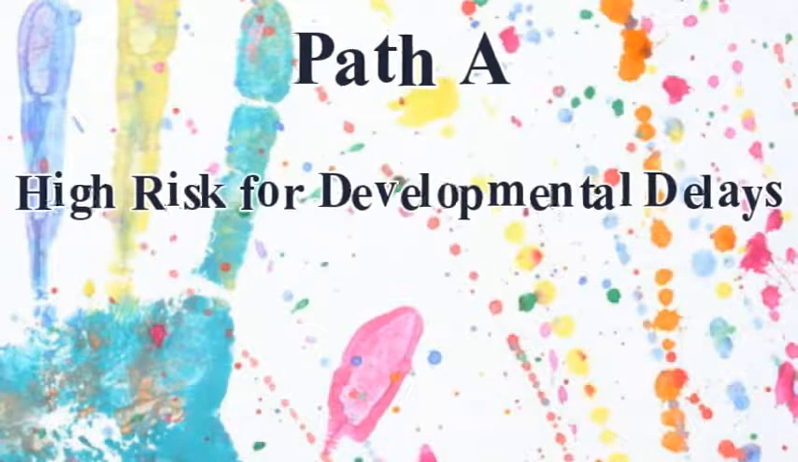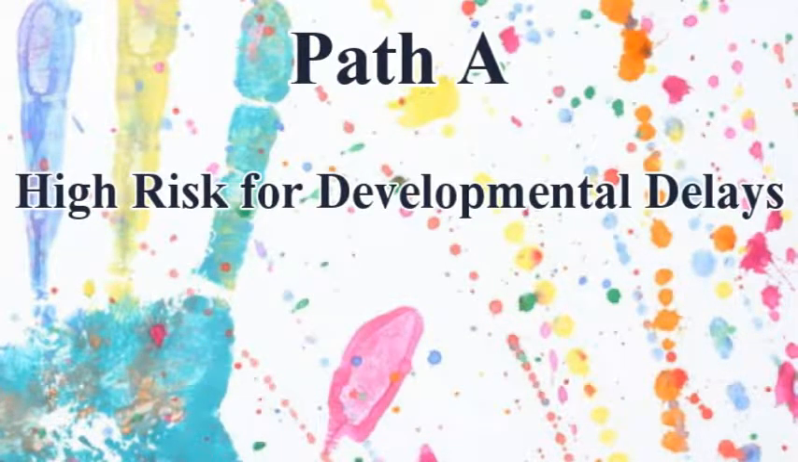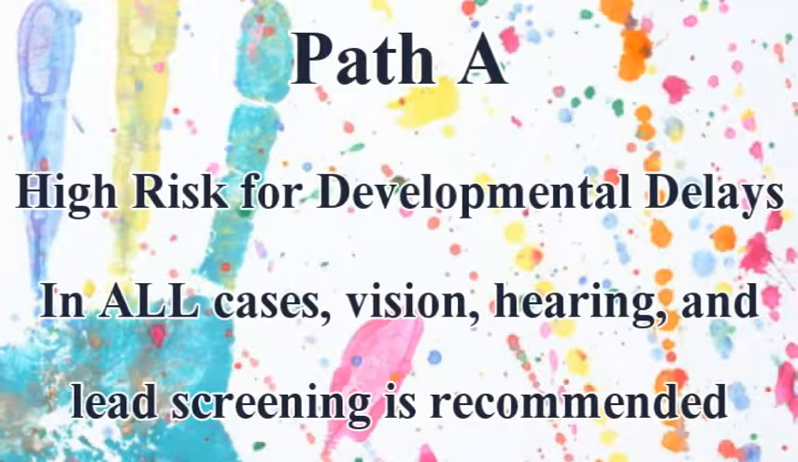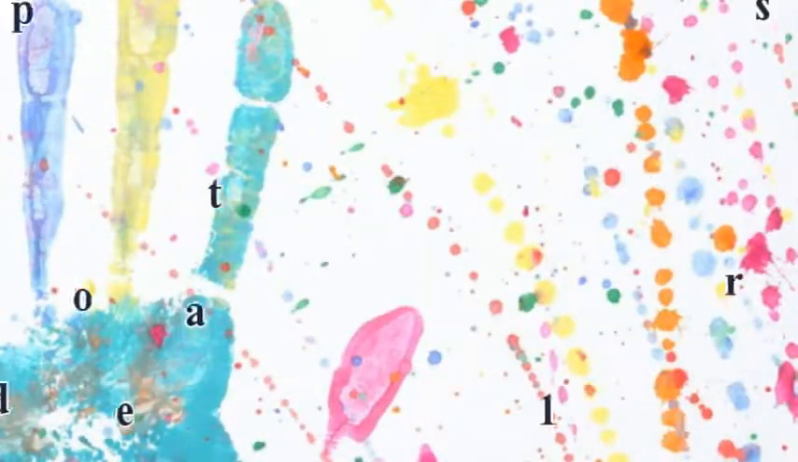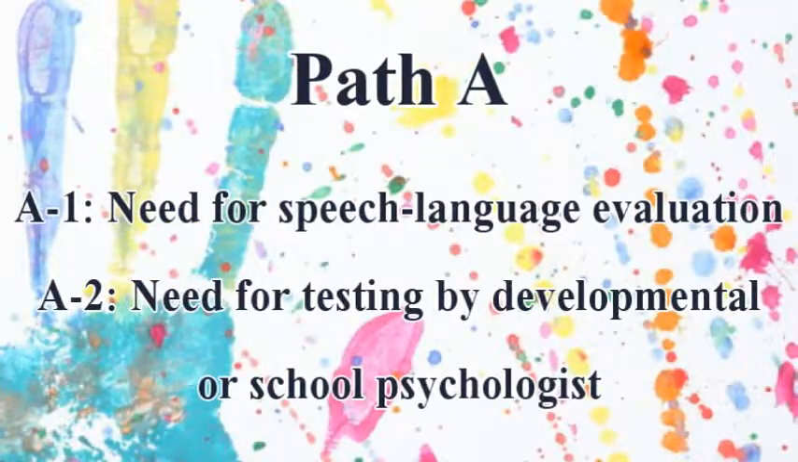Path A represents children who have a high risk of developmental problems, as 50% have disabilities or substantial delays. In all Path A cases, vision, hearing, and lead screening is recommended. The MCHAT is also recommended for all children on this path if age appropriate. In addition, Path A splits into Path A1 and A2. Path A1 indicates the need for a speech-language evaluation, whereas Path A2 indicates the need for testing by a developmental or school psychologist.